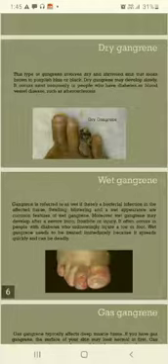Let's talk about dry gangrene first. This type of gangrene involves dry and shriveled skin that looks brown to purplish blue or black, as we can see in this picture. Dry gangrene may develop slowly. It occurs most commonly in people who have diabetes or blood vessel diseases such as atherosclerosis.